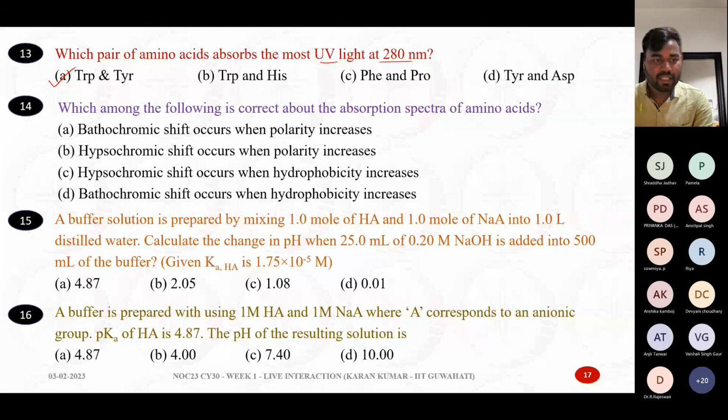The next question is, which among the following is correct about the absorption spectra of amino acids? Bathochromic shift occurs when polarity increases. Hypsochromic shift occurs when polarity increases. Hypsochromic shift occurs when hydrophobicity increases, or bathochromic shift occurs when hydrophobicity increases. Can somebody answer it? What is bathochromic, hypsochromic, and hypochromic? Can somebody tell me?